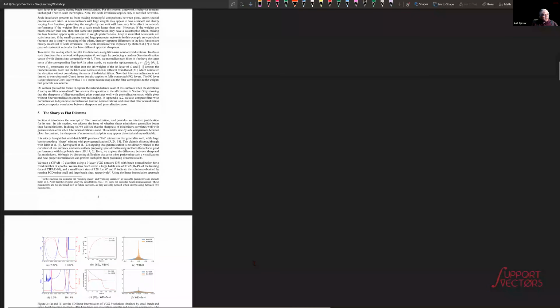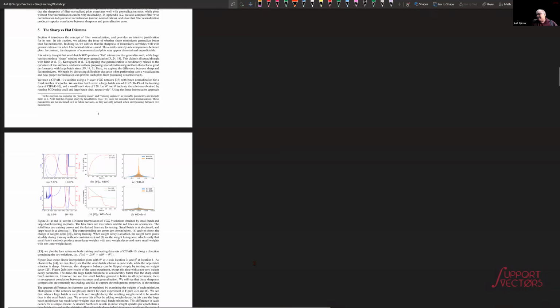But here we'll talk about this. Sharp versus flat dilemma. See, you want flat minimas, right? And when do you get flat minimas? You get it when you use certain good techniques. And if you don't use good techniques, you are in trouble. So here they are looking at what happens if you use small batches versus large batch. So it's very interesting. Remember that one of the degrees of freedom we have is small batch. Right? Batch size was one of the regularization techniques we learned just last week.